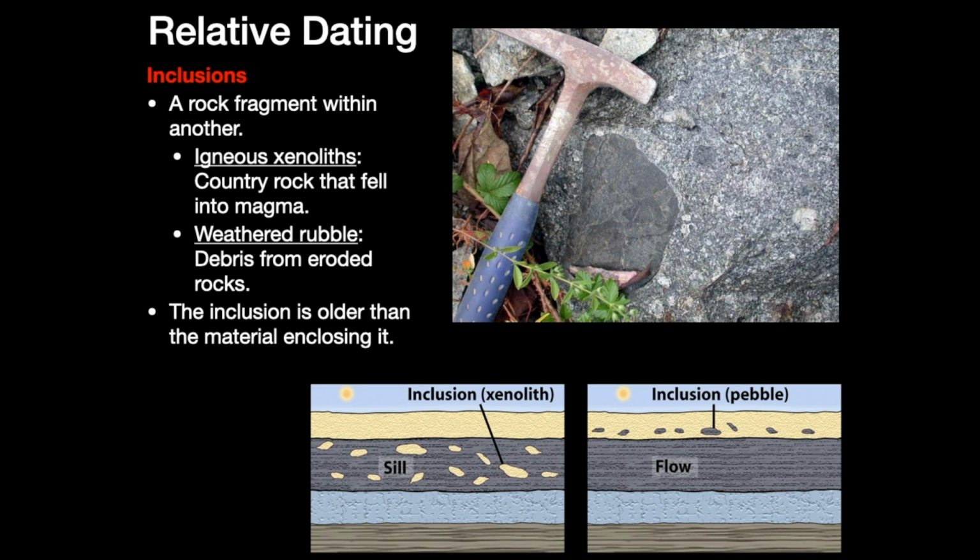Cool? Okay, I don't want to go too fast here. Make sure I'm not zipping along. We did superposition. We did horizontality. Everybody good on those? Cross-cutting relationships, we did that. We did inclusions. Nice. Okay. Everybody able to answer the inclusion question? It's probably the harder one on there. You just have to think about it a little bit.